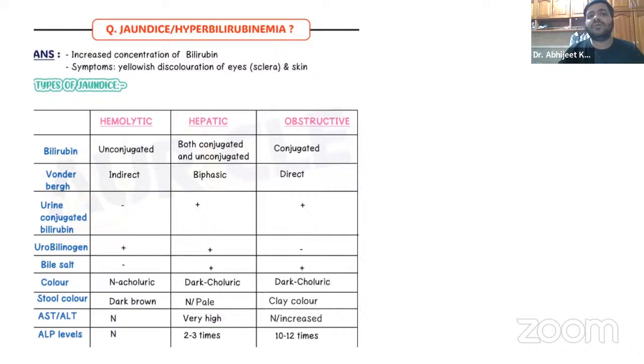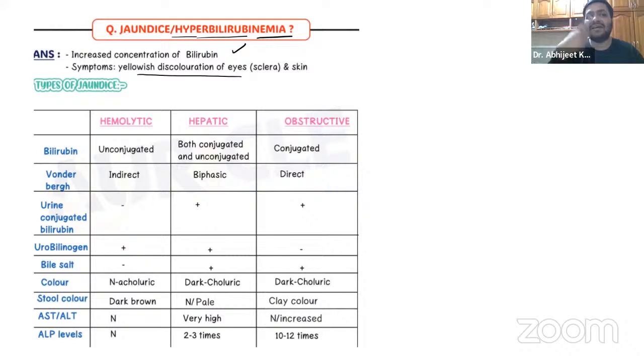Right, coming on to the next one, that is jaundice or hyperbilirubinemia. Now you already know hyperbilirubinemia. Hyper means increased bilirubin in the blood, right? The increased concentration of bilirubin. Emia means the blood. Symptoms include yellowish discoloration of the eyes. Whenever a patient of jaundice comes to me, the very first clinical sign that I see is that the sclera of the patient's eyes will be yellow in color, and that yellow color is basically coming from this bilirubin, right?